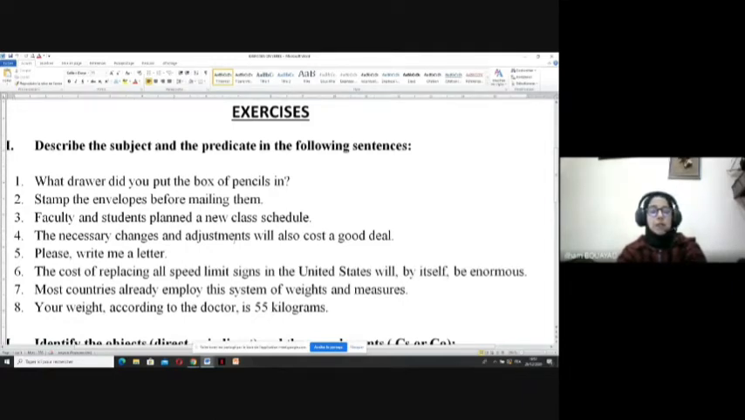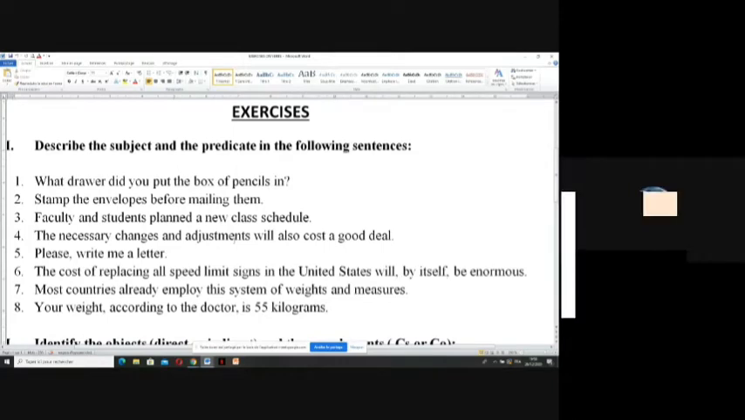So here we have an imperative sentence: stamp the envelopes before mailing them. All of this sentence is a predicate. Where is the subject? We say the subject is not evident, but implicit. It is understood. That's why we call it an implicit subject, written between brackets as (you), because we are dealing with an imperative sentence. Okay, next sentence.